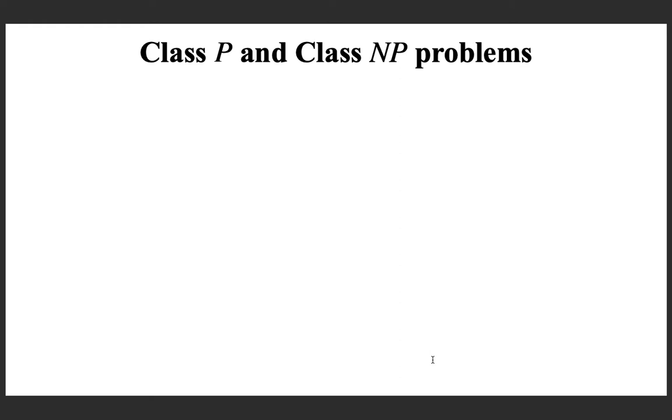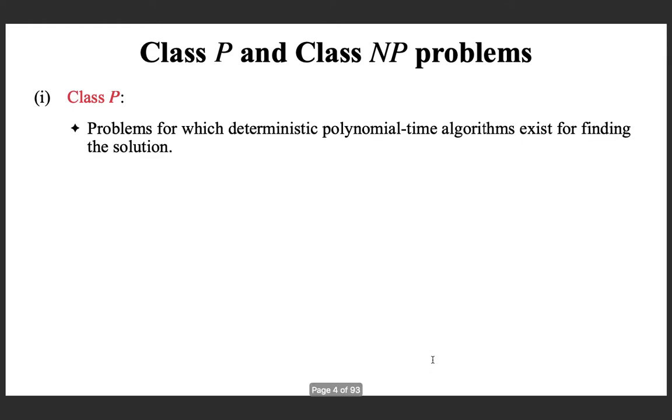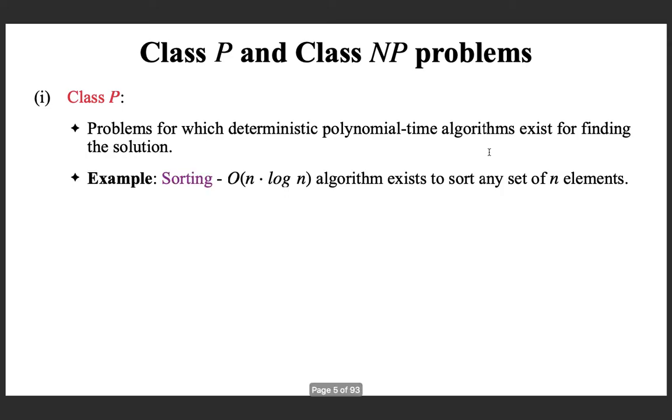Let us recall class P and class NP problems that we already discussed. What is class P? Those problems for which deterministic polynomial time algorithms exist for finding the solution. Example, sorting is a class P problem because there is an n log n algorithm for finding the solution for the sorting problem. So a problem is said to be in class P if there exists a deterministic polynomial time algorithm to find the solution for that problem.